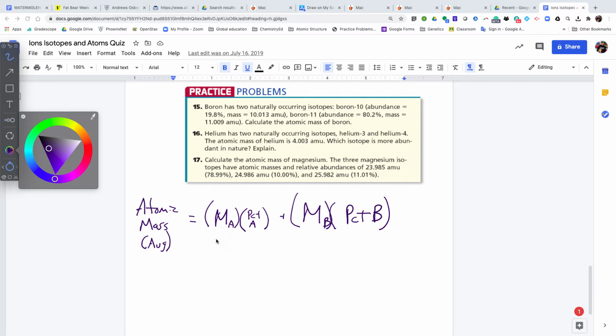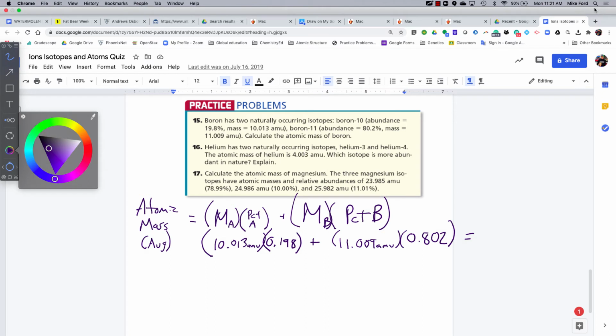So what we get is the mass of A, in this case boron 10, 10.013 atomic mass units, times 0.198, plus the mass of B, which is 11.009 atomic mass units, times the percentage of B, 0.802.